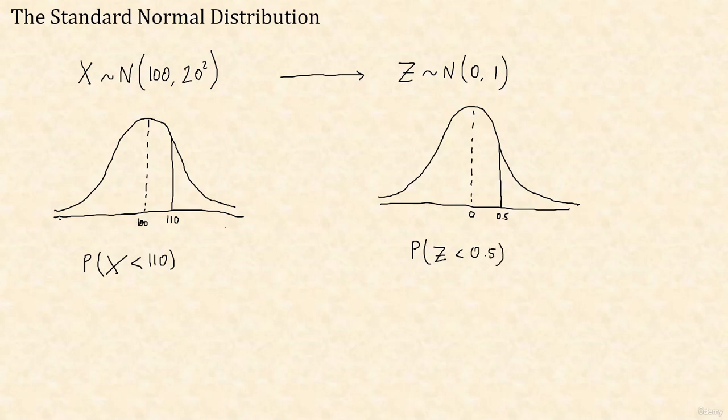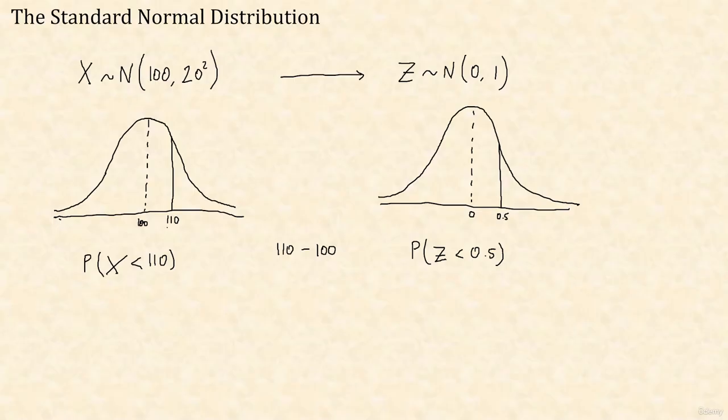So how did we work out that 110 was half a standard deviation above the mean? Well, first we said, how far above the mean is it? Well, it was 110 minus 100. That was 10, so it was 10 above the mean.